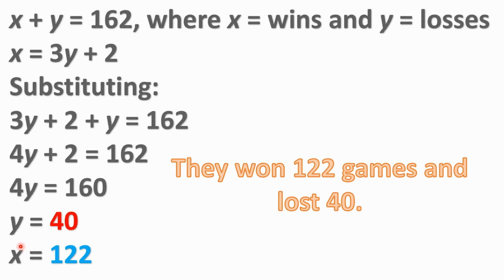If we go back and solve for x, x equals 122. We know the total number of games is 162, so if they lost 40, obviously 162 minus 40 leaves us with 122. Sounds like a pretty good season. I don't think they won that many this year in 2023, but hey, you never know.